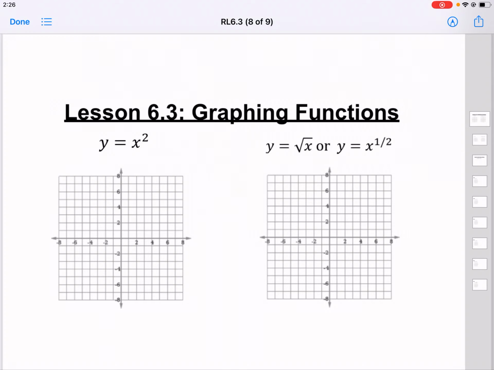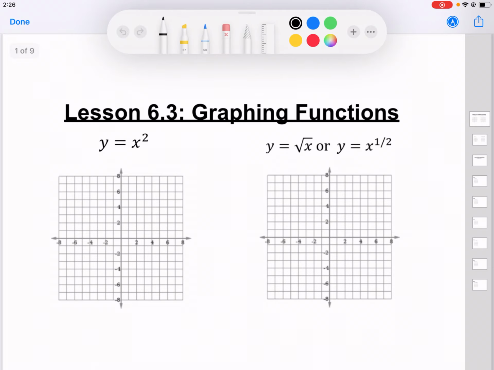So we're going to go ahead and talk about a few more of our parent functions that we haven't learned yet. So this first video is going to be just an introduction of the new ones we're adding into our mix. So in order to introduce them though, I want to review some old ones.